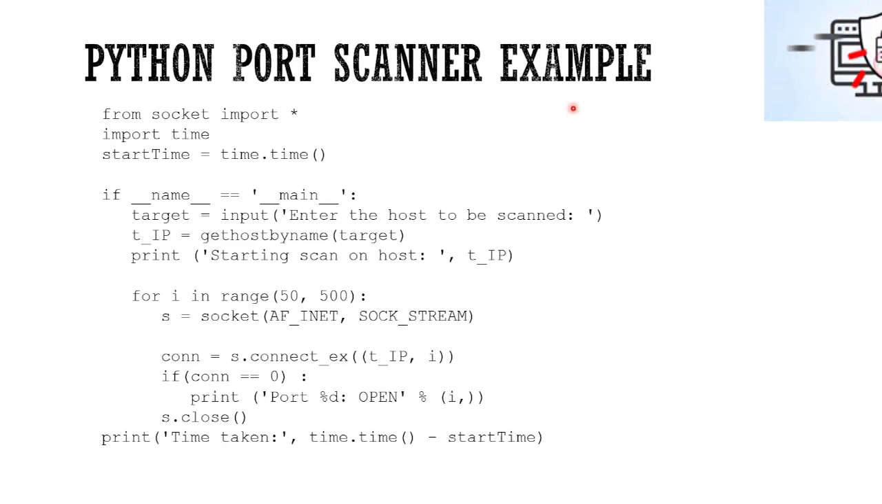And then I'm going to say, okay, a range from 50 to 500 right here. I am going to try to open these various ports from 50 to 500, or from 1 to 1023, or 1 to 65535, whatever you like. And if I do manage to open them up, I'm going to say, hey, port such and such is open. So there's an example of a Python port scanner.